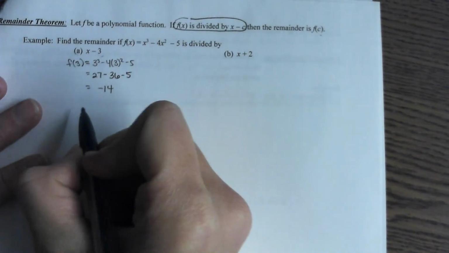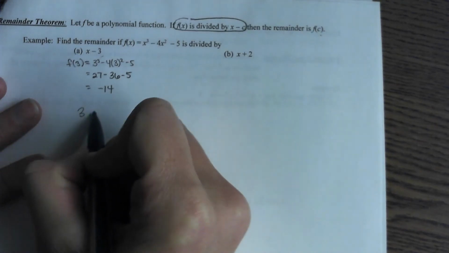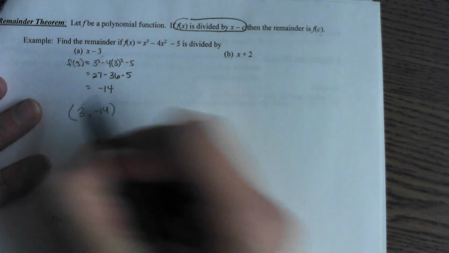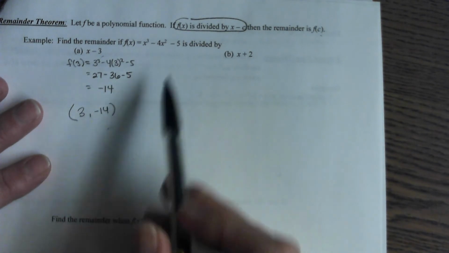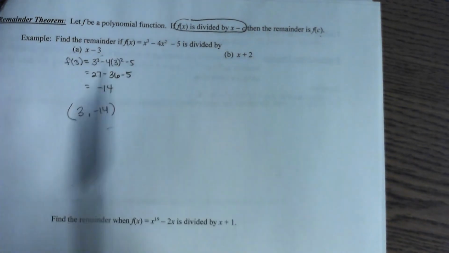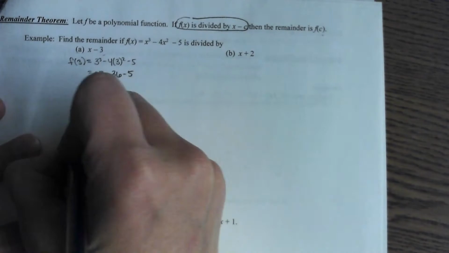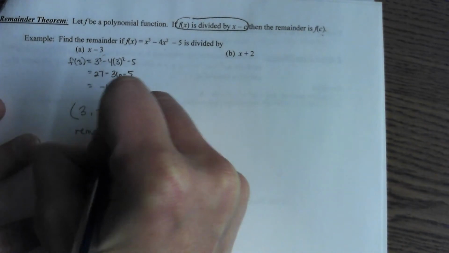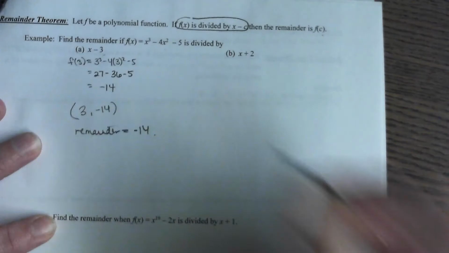So that's all what you guys know from before: 3, negative 14 is a point on the graph. But the remainder is negative 14.